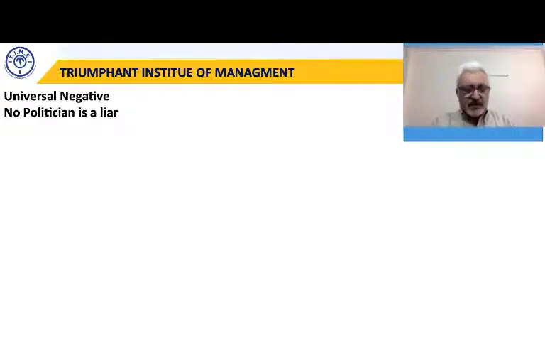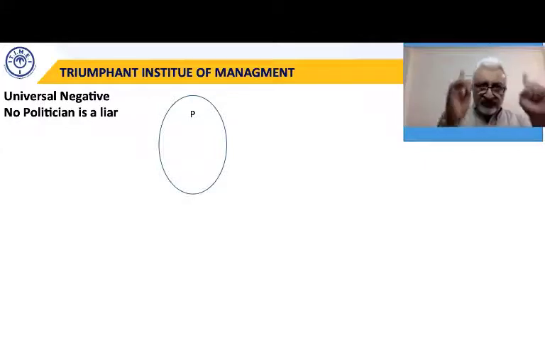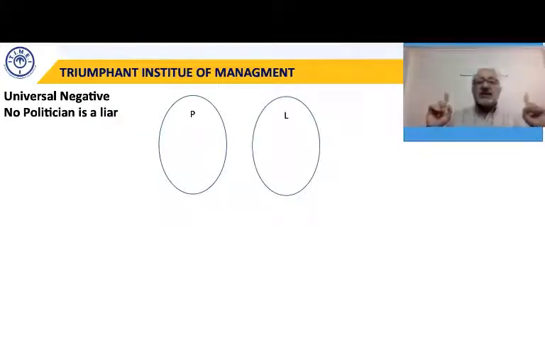Let's look at the diagram that we have to make. No politician is a liar. Does this represent the category of the politicians? Because we are talking about all of them, therefore we have to represent the whole category of politicians. So let's say this oval represents the entire category of politicians. When it says that no politician is a liar, should liars be overlapping politicians or not? No politician is a liar means there is no connection between a politician and a liar. Therefore, I need a separate oval for liars, because it says that there is no connection between a politician and a liar.